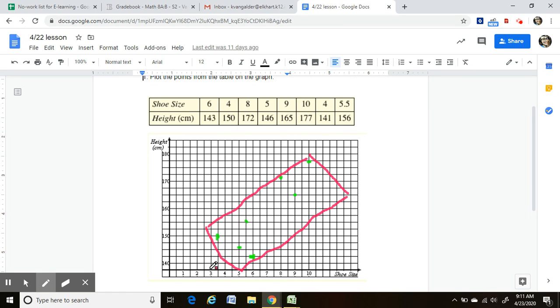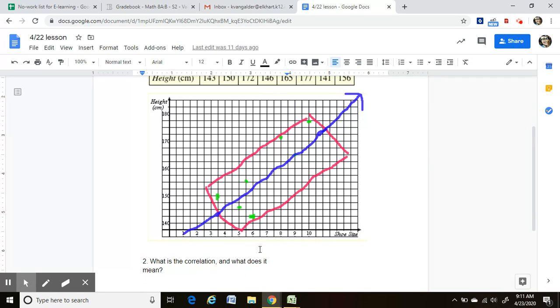There we go. All right, now it's time to cut it in half. I'm going to use blue. Cut it in half. All right, let's look. We have 1, 2 above, 1, 2, 3, 4 below. But we also have a bunch that go across. So that's about even. I'm going to extend this line all the way through just in case I need to do some predicting. There's my line. So now I'm going to scroll down and answer these questions.